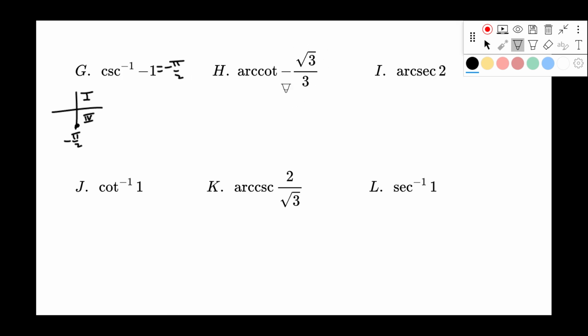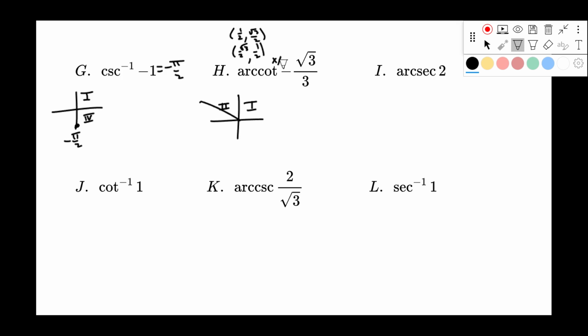Arccotangent of negative root 3 over 3. Now, arccotangent lives in quadrants 1 and 2, different from arctan. The angle is negative, so my answer is going to come from quadrant 2. So again, I either have to do 1/2, root 3 over 2, or root 3 over 2, 1/2.